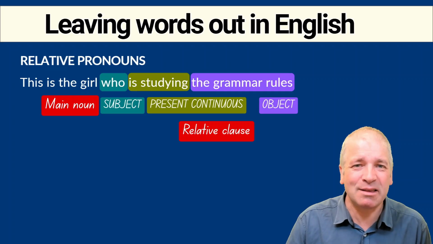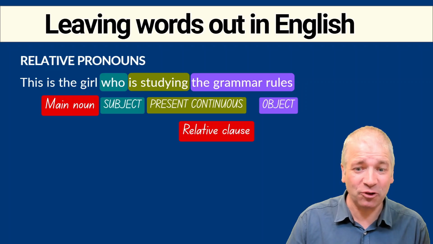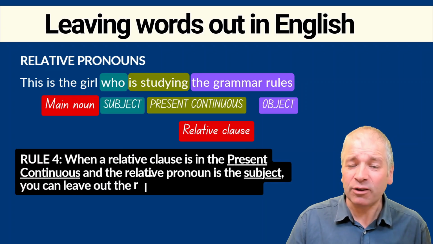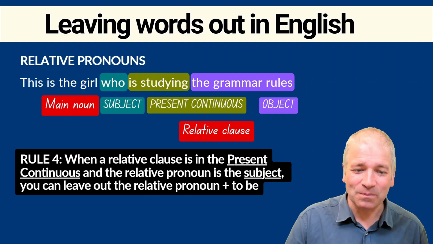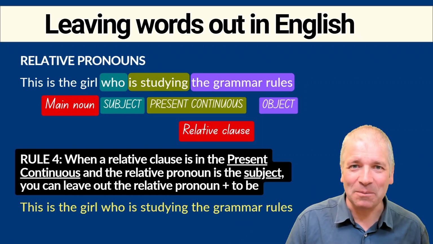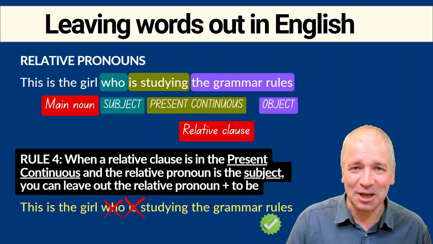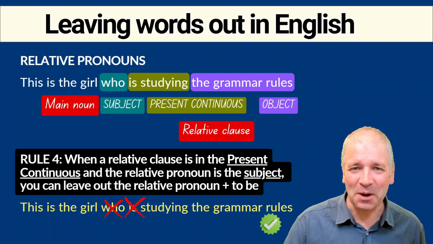The rest of the sentence is similar to what we had before. Who, the relative pronoun, is the subject, and the object is the grammar rules at the end. And this leads to rule number 4. When a relative clause is in the present continuous and the relative pronoun is the subject, you can again leave out the relative pronoun and to be. So in this sentence, we can say, the girl studying the grammar rules, instead of this is the girl who is studying the grammar rules. You can say either. Both are fine.